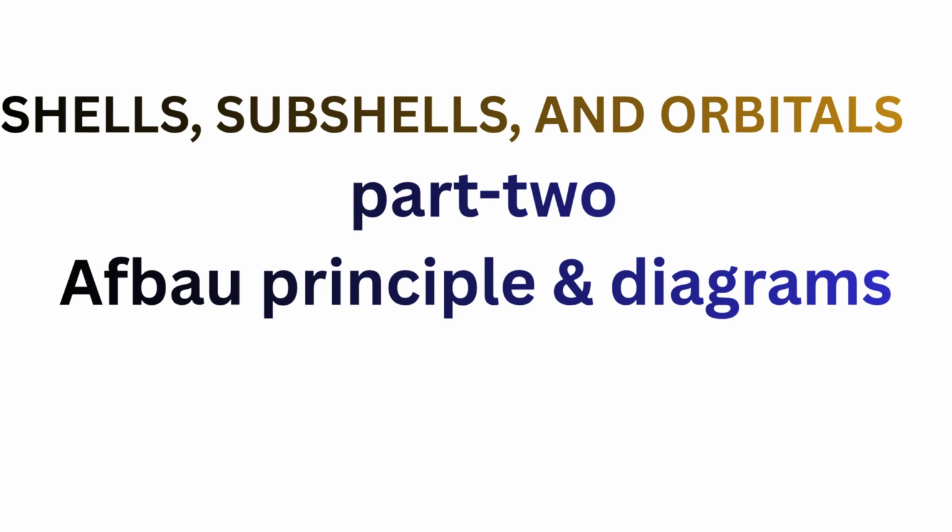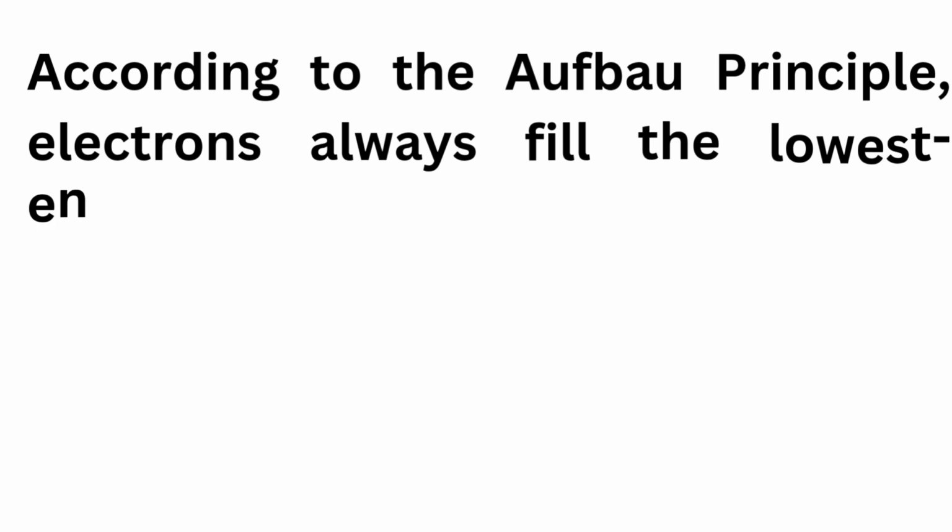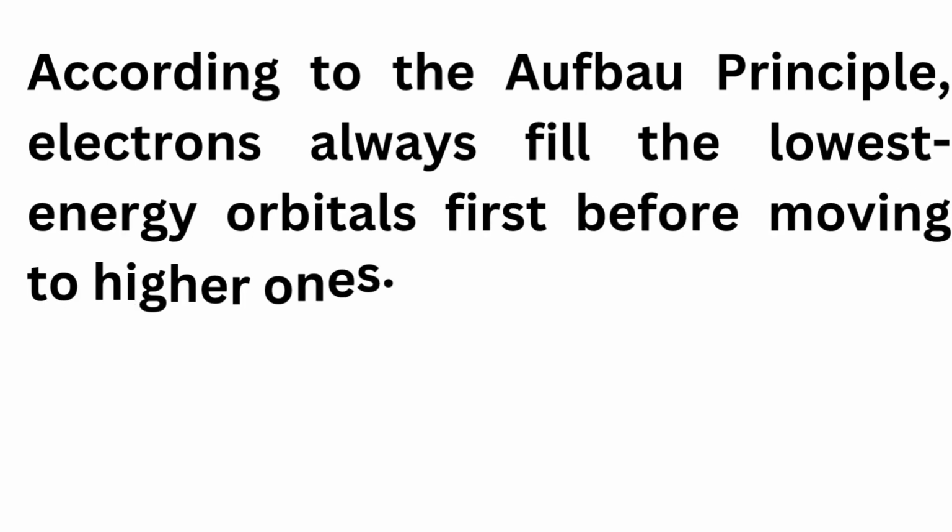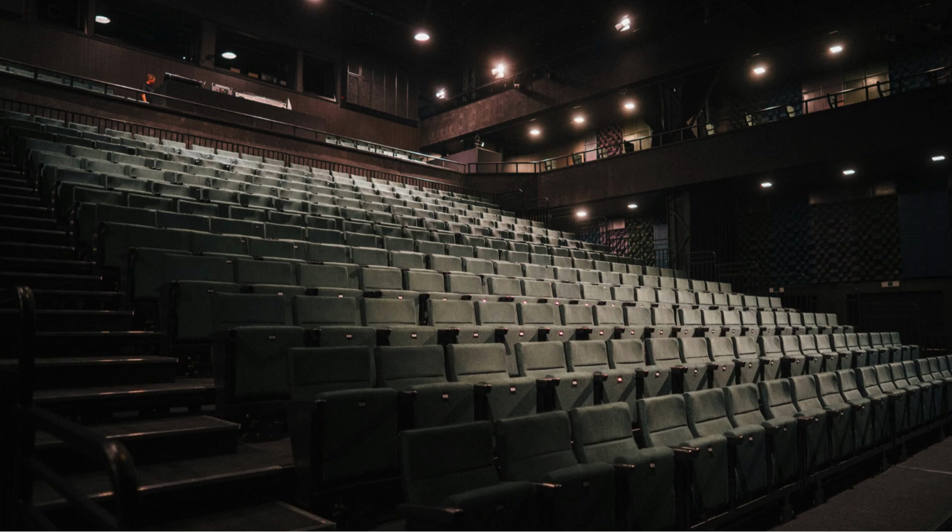The word Aufbau comes from a German word that means to build up, and that's precisely what the Aufbau principle is all about. Building up atoms one electron at a time, starting from the lowest energy level. According to the Aufbau principle, electrons always fill the lowest energy orbitals first before moving to higher ones. Think of it like filling seats in a theater. People take the seats closest to the front first because they require the least effort. So in atoms, electrons prefer the orbitals with the lowest energy.